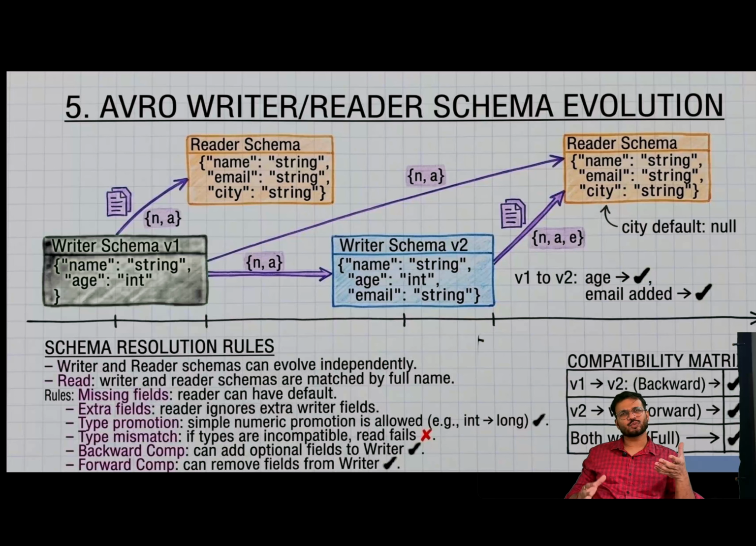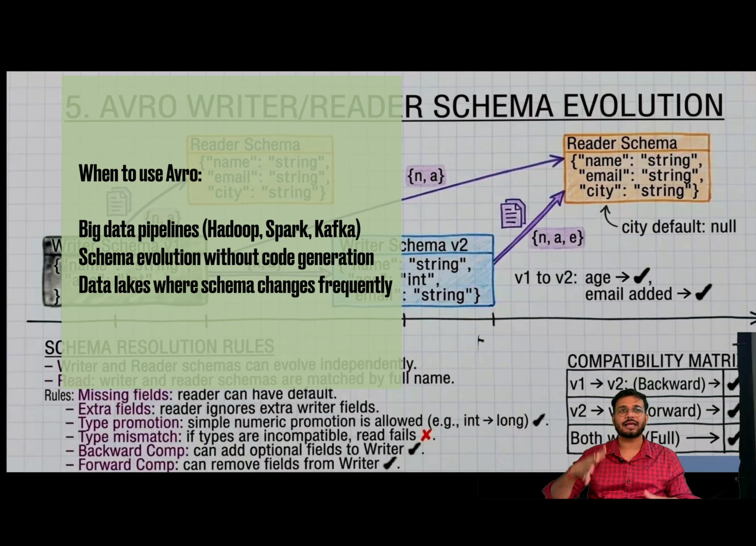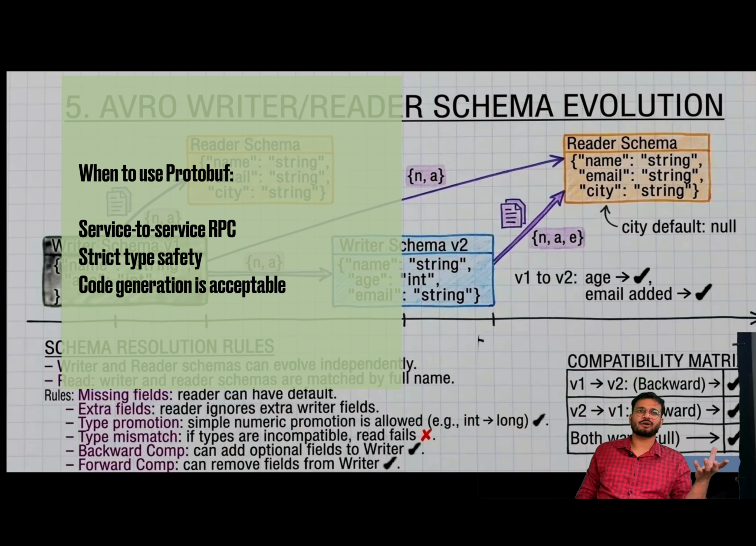Now let's discuss when to use Avro and when to use Protobuf. If we have big data pipelines like Hadoop, Spark, and Kafka, schema evolution without code generation, or if we are using data lakes where schema changes frequently, then we should use Avro. What about Protobuf? When we have service to service RPCs, we want strict type safety and code generation is acceptable. In that case, you should use Protobuf.